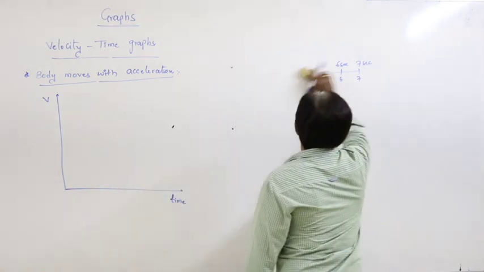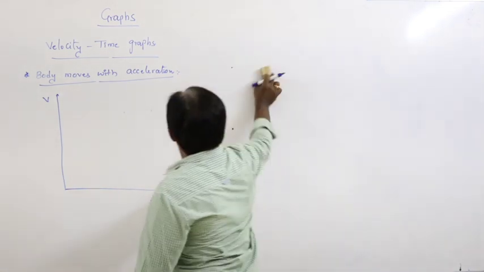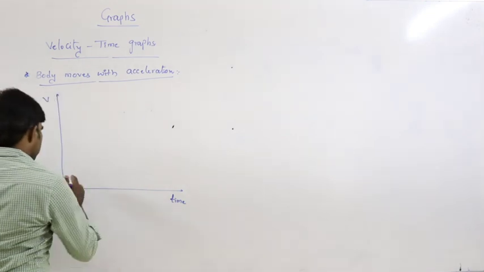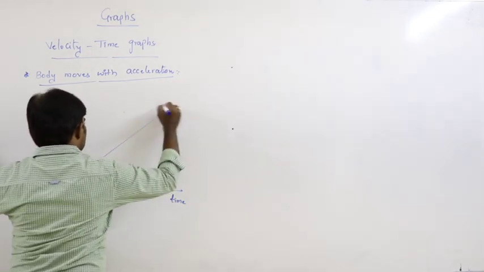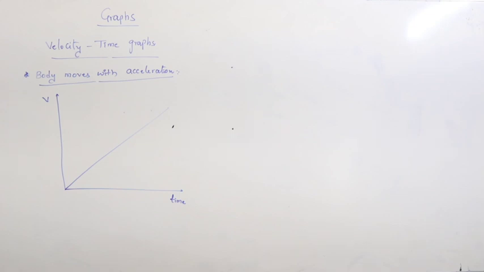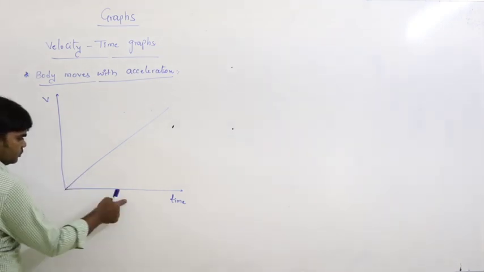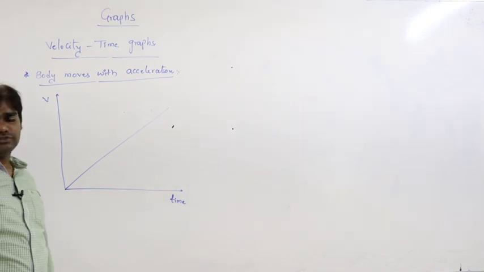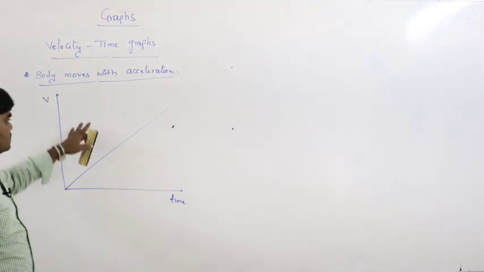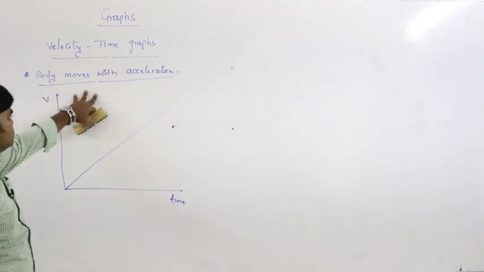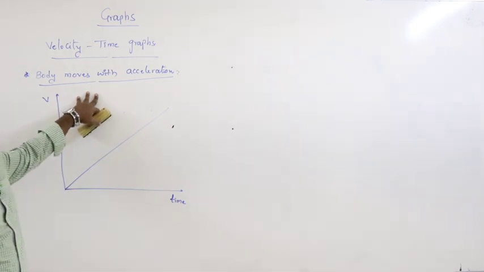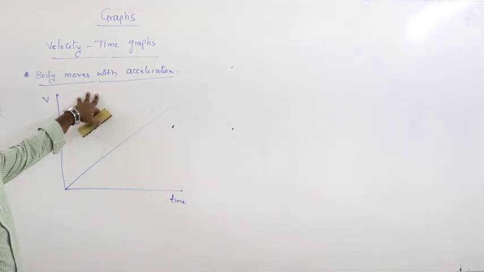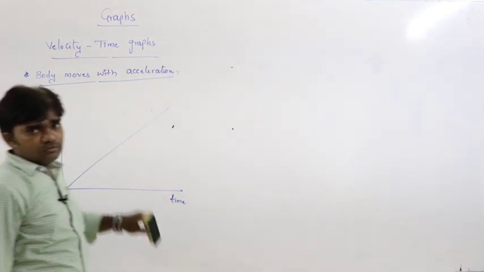So how can we draw the graph for this? 1, 1, 2, 2, 3, 3, like that. So we get the graph, a straight line passing through origin. If you substitute 0, 0, 1, 1, 2, 2, 3, 3, 4, 4 and draw the graph, that is the shape of the graph. For what situation? Body moves with acceleration. That is the shape of the graph.